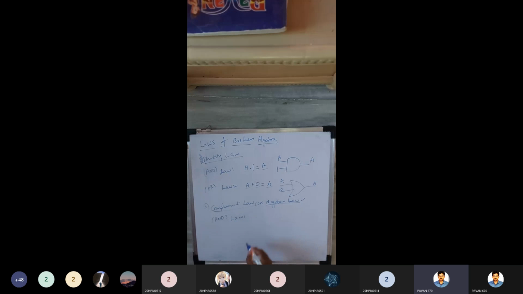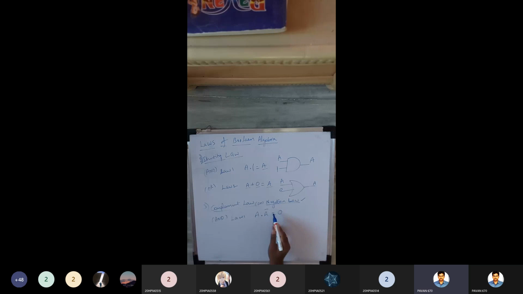What is this one? Complement. So A ANDing with its own complement gives 0. This is the law. These are all framed from those basic logic gate truth tables. We are making some conclusions. We are framing some rules here. That's why. So law 1.